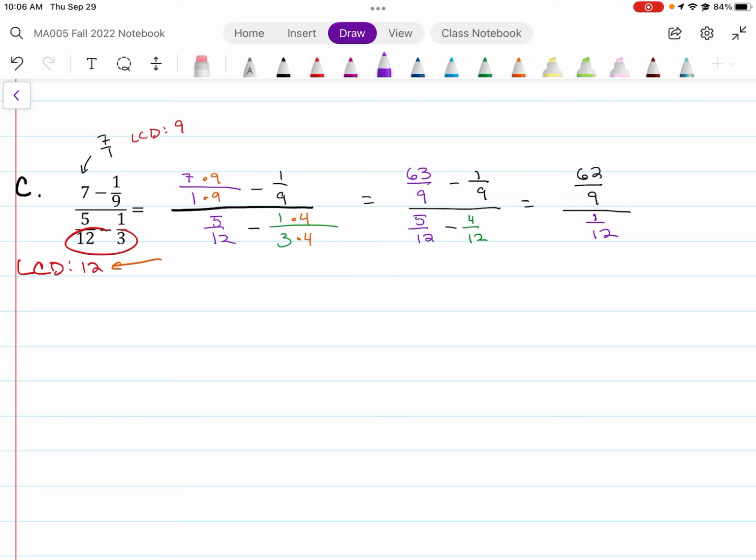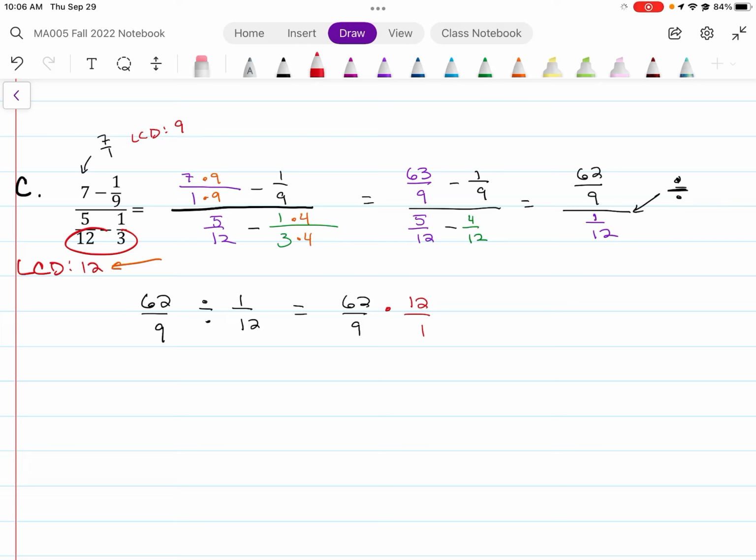Right, 1/12. And make sure I've got all my signs right. 5/12 minus 4/12. I wrote something down in my notes, so I'm just going to trust myself that I'm doing it right at this point. All right, so I've got 62/9, and remember that this just means division. So I've got 62/9 divided by 1/12. Keep, change, flip. 62/9, change to multiplication, 12 over 1.